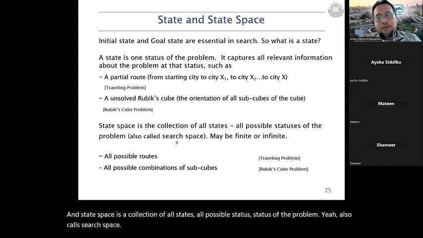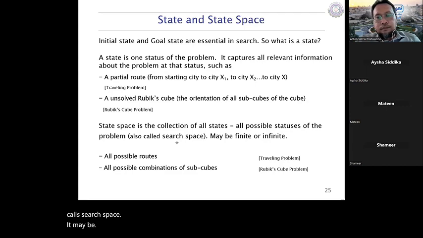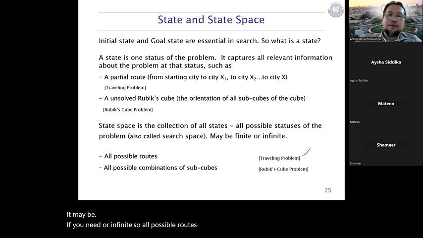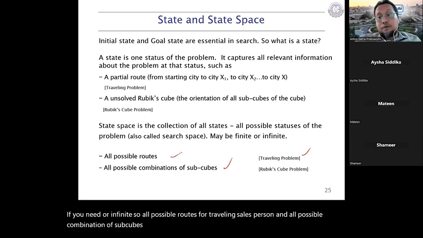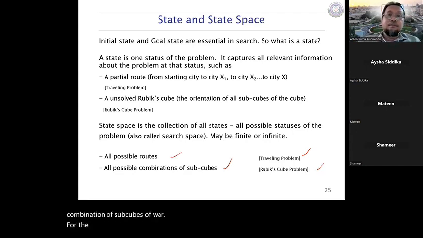It may be finite or infinite. So all possible routes for the traveling salesperson, and all possible combinations of subcubes for the Rubik's cube problem. So these are the state and state space.